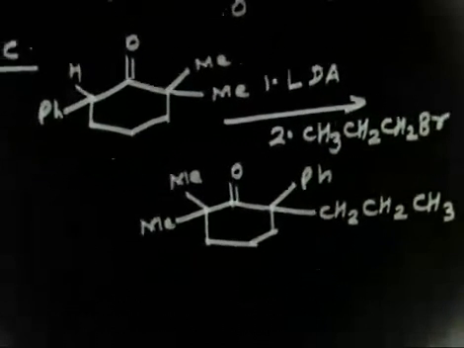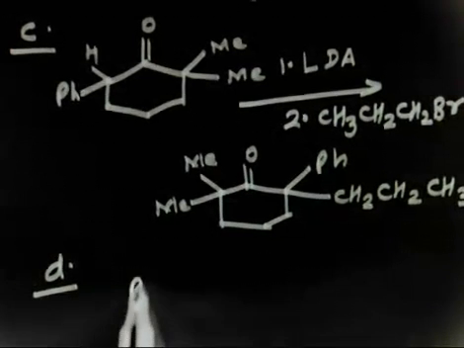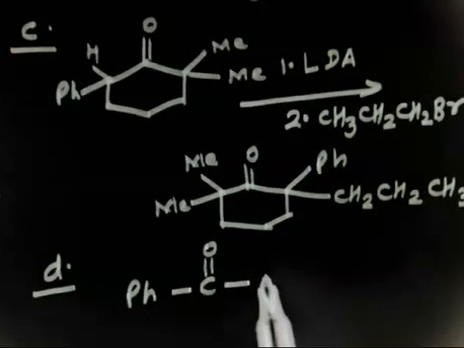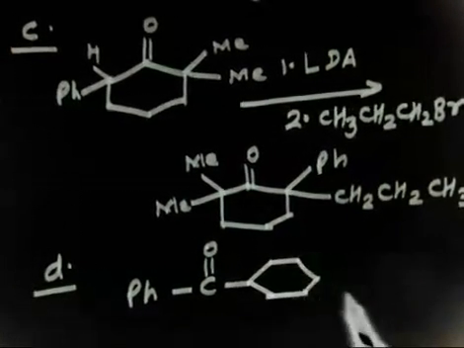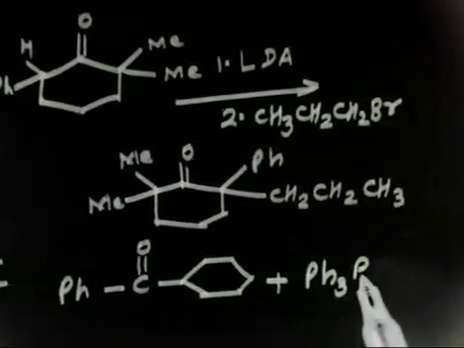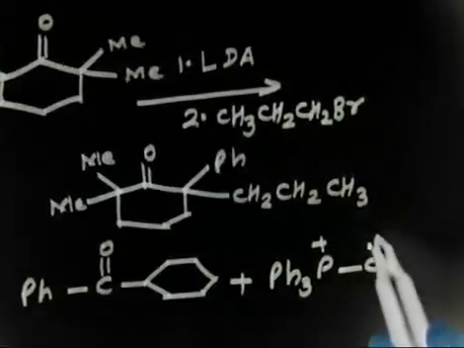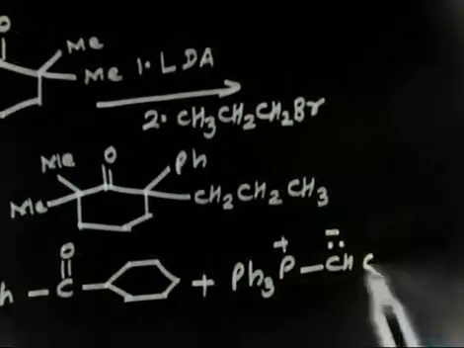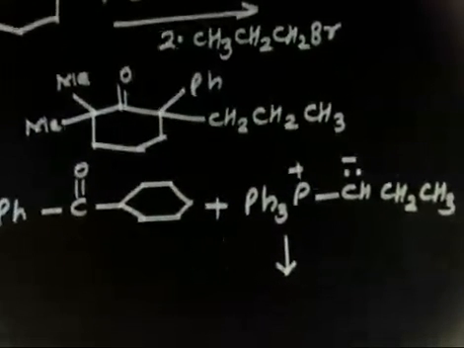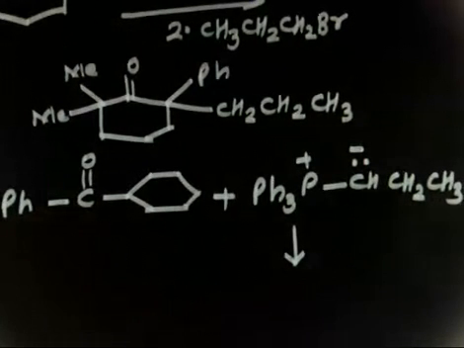Now let us discuss the D part. This is basically a Wittig reaction: PhC double bond O, and here I have a cyclohexane ring, and this reacts with Ph3P plus, with CH minus, and then CH2CH3. So what will be the product in this reaction? Now I will give you a hint, this is nothing but Wittig reaction. So if you remember Wittig reaction, we can write down the product.